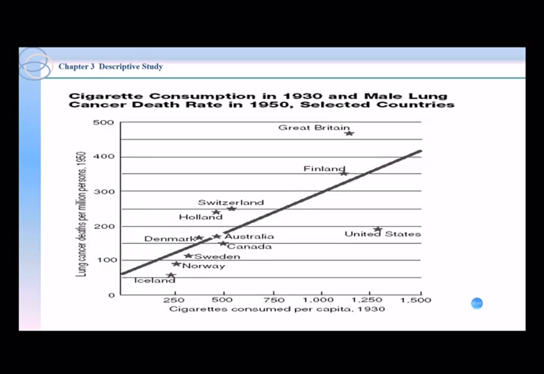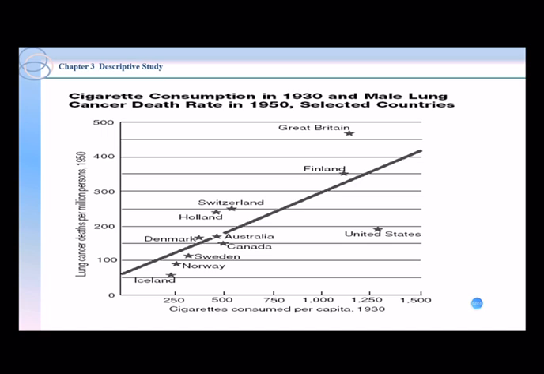So let's look at these figures about the cigarette consumption in 1930 and the male lung cancer death rate in 1950 in some selected countries. As we can see, the x-axis is cigarette consumption per capita in 1930, and the y-axis is the lung cancer deaths per million persons in 1950. As the cigarette consumption increases, the lung cancer deaths also increase. So there is a positive linear regression between the cigarette consumption and the lung cancer deaths.